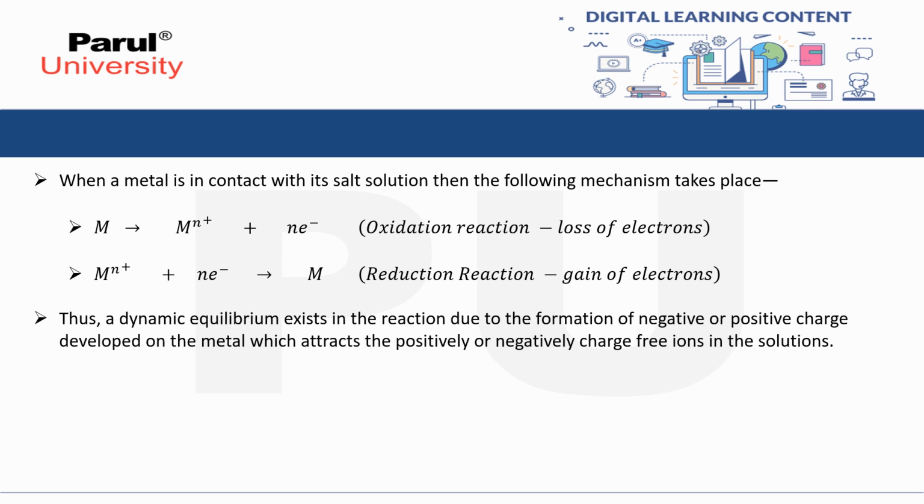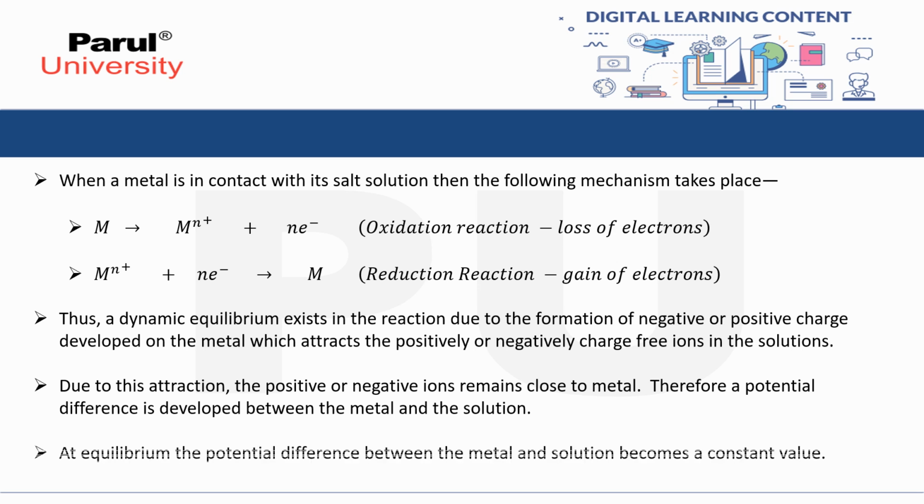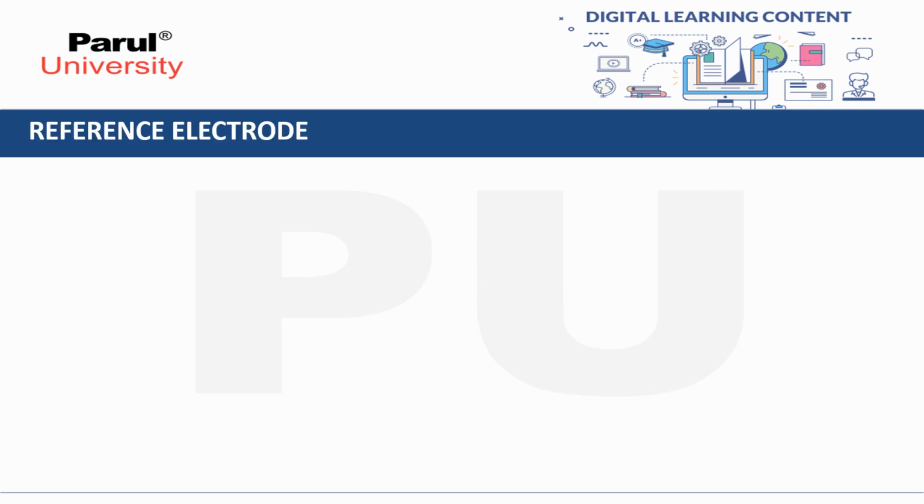Thus, a dynamic equilibrium exists in the reaction due to the negative or positive charge developed on the metal, which attracts the positively or negatively charged free ions in the solution. Due to this attraction, the positive or negative ions remain close to the metal. Therefore, a potential difference is developed between the metal and the solution. Hence, at equilibrium, the potential difference between the metal and the solution becomes a constant value.